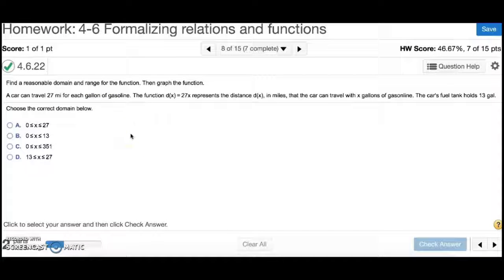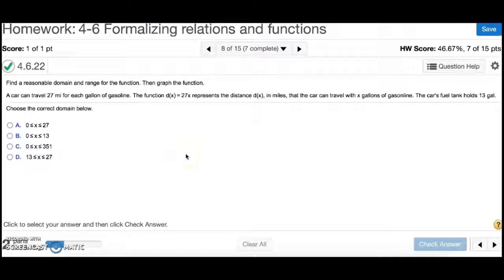Number 8. Find a reasonable domain and range for the function, then graph the function. So a car can travel 27 miles for each gallon of gasoline. The function d of x equals 27x represents the distance d of x in miles that the car can travel with x gallons of gasoline. The car's fuel tank holds 13 gallons. Choose the correct domain below.